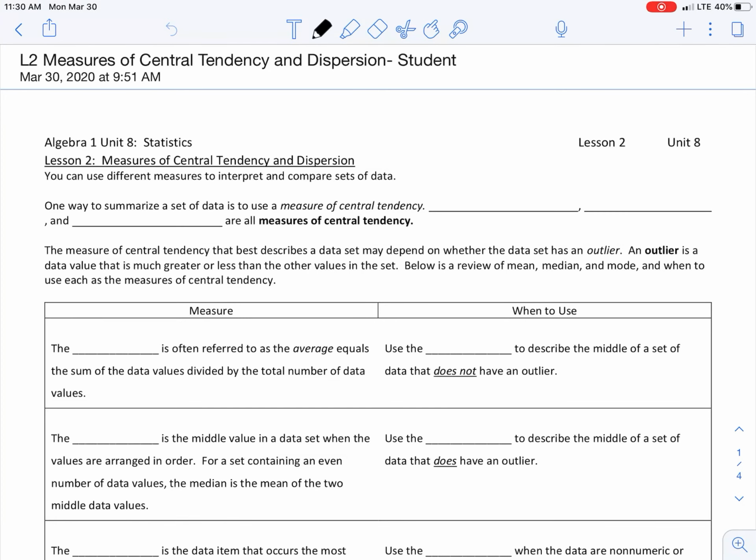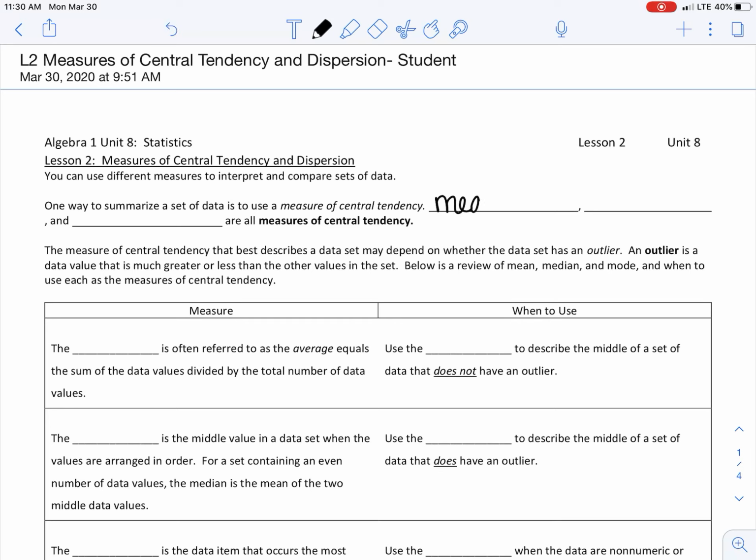Okay, so we're going to talk about measures of central tendency and dispersion. You can use different measures to interpret and compare sets of data. So these are probably all words that you guys have heard. It says one way to summarize a set of data is to use a measure of central tendency.